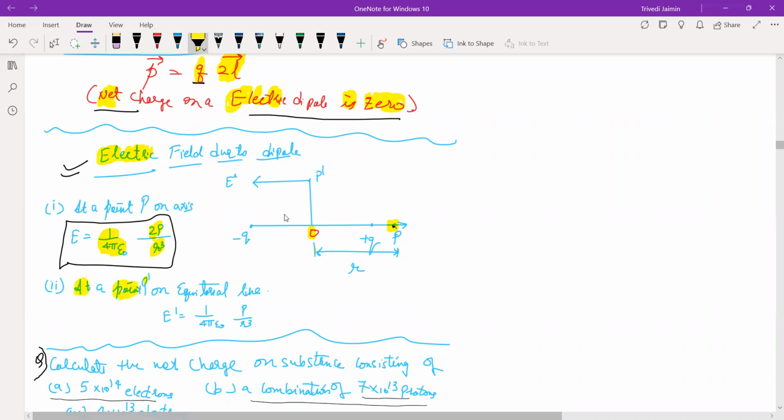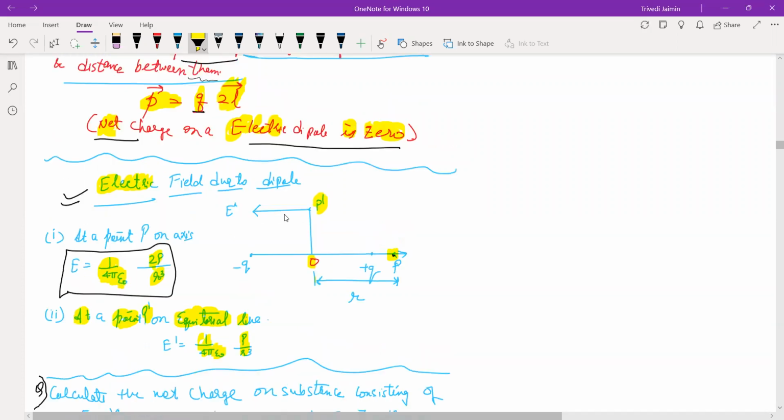Next, at a point P on the equatorial line. I've drawn both combined. E dash equals 1 by 4 pi epsilon naught into p by r cube. So p is your dipole moment, okay? Epsilon is permittivity, and epsilon naught is the permittivity of free space.